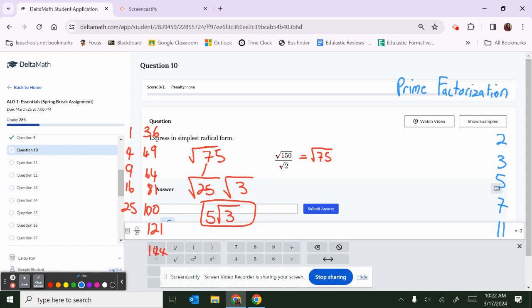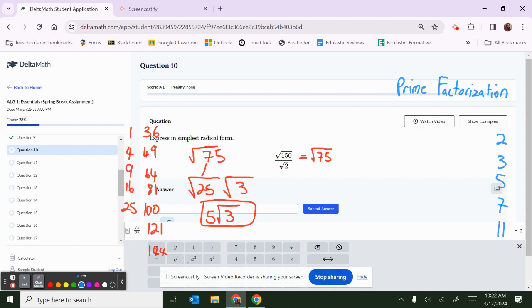Then the next ones would be 13, then 17. But you don't really need to memorize all of those. All you need is the first five. Almost all numbers in Algebra 1 can be simplified with the first five.